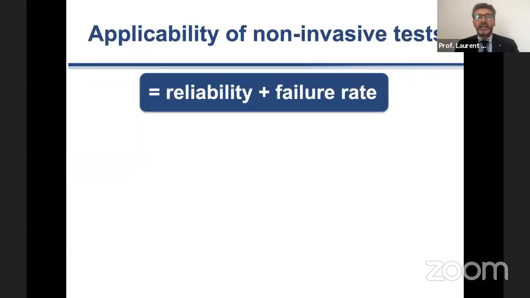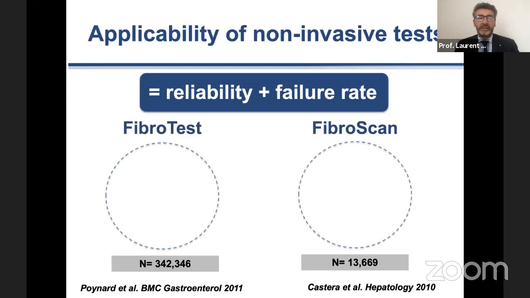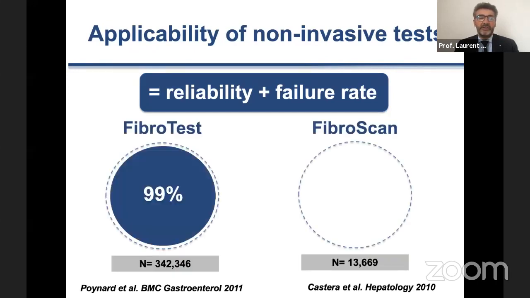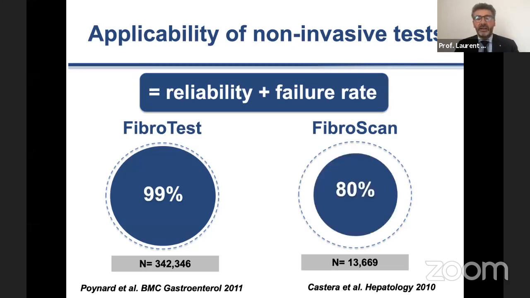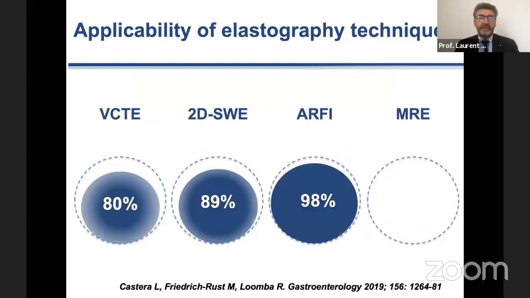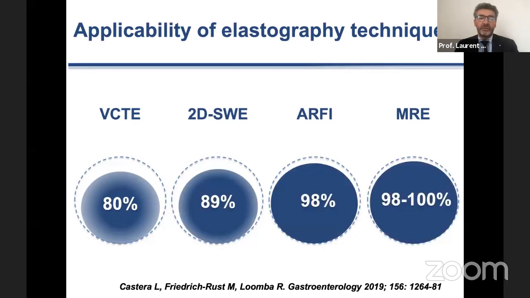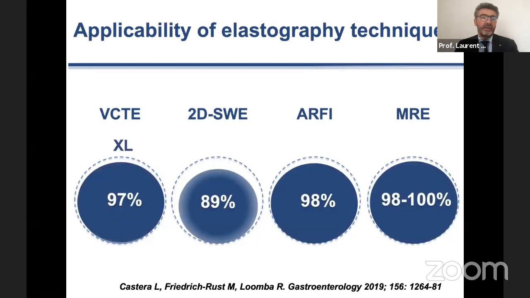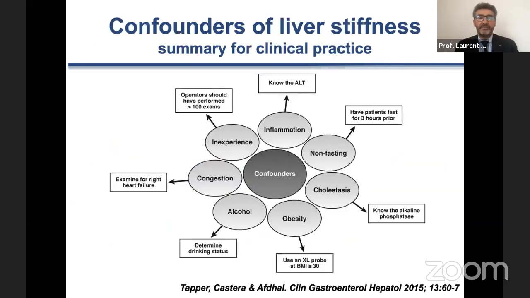Applicability is defined as reliability and failure rates. If you look at two different tests, for instance, applicability of serum tests, such as the FibroTest or other tests, is very high. Whereas for FibroScan, initially, when using the M probe, applicability was much lower, 80%. If you look at the applicability of the different elastography techniques, it's pretty similar, but much higher for MR elastography and RFE. And when using the XL probe, transient elastography is quite similar to the others.